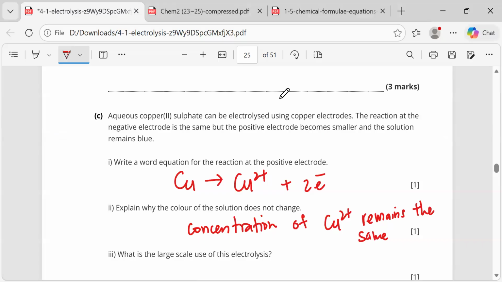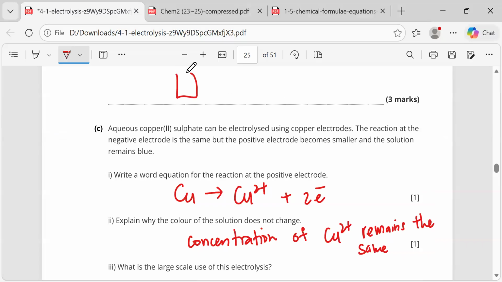This one is like this. This one made from copper, this one made from copper. Solution also has copper ion. Here, copper ion becomes copper metal. Here, copper metal becomes copper ion. Remember that?